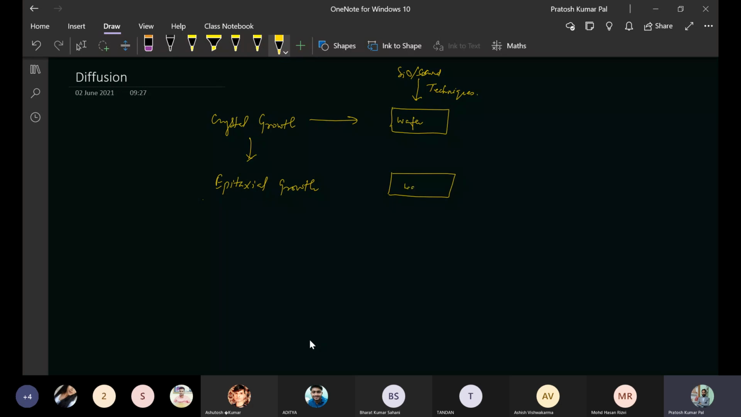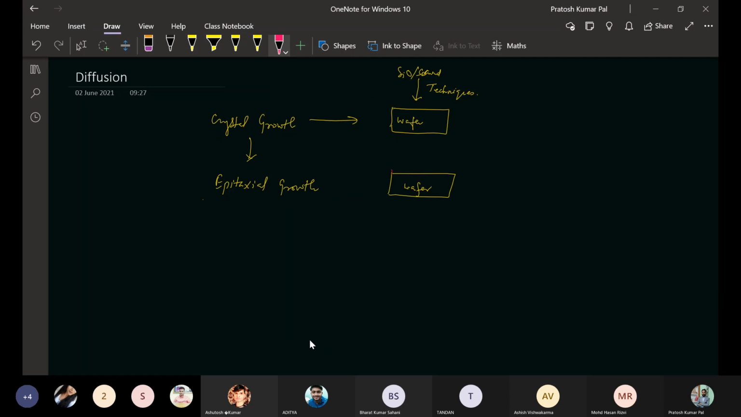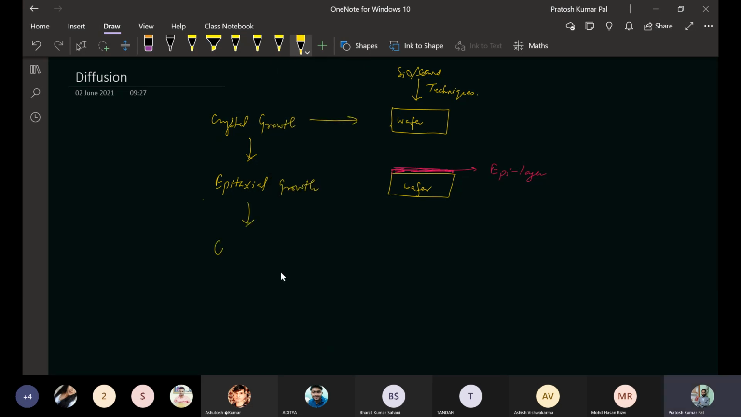Once we have got the wafer, in that we have grown a layer of the same material. Suppose it is silicon, so the same silicon layer we have grown, and this is called the EP layer. That layer we have grown is called the EP layer. The next step we have seen is the oxidation.